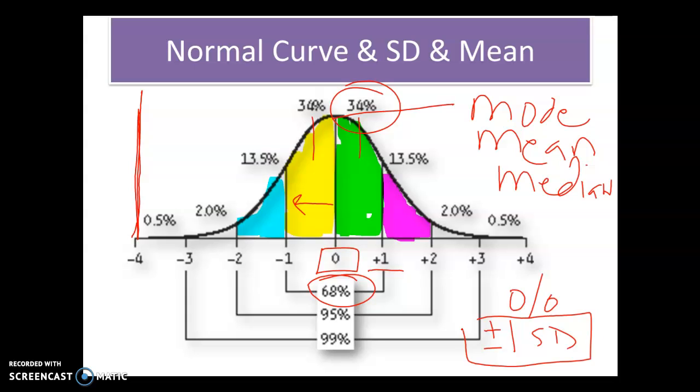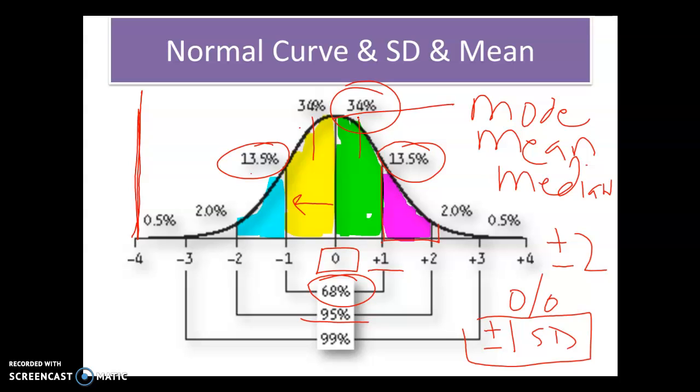Two standard deviations, which would mean plus 2 or minus 2, 95% of our scores fall between there. Okay? Because the percentage between here and here will always be 13.5% of our scores. This will always be 13.5% of our scores. So to get this 95, you just add 13.5 and 34 plus 34 plus 13.5, and you get your 95.